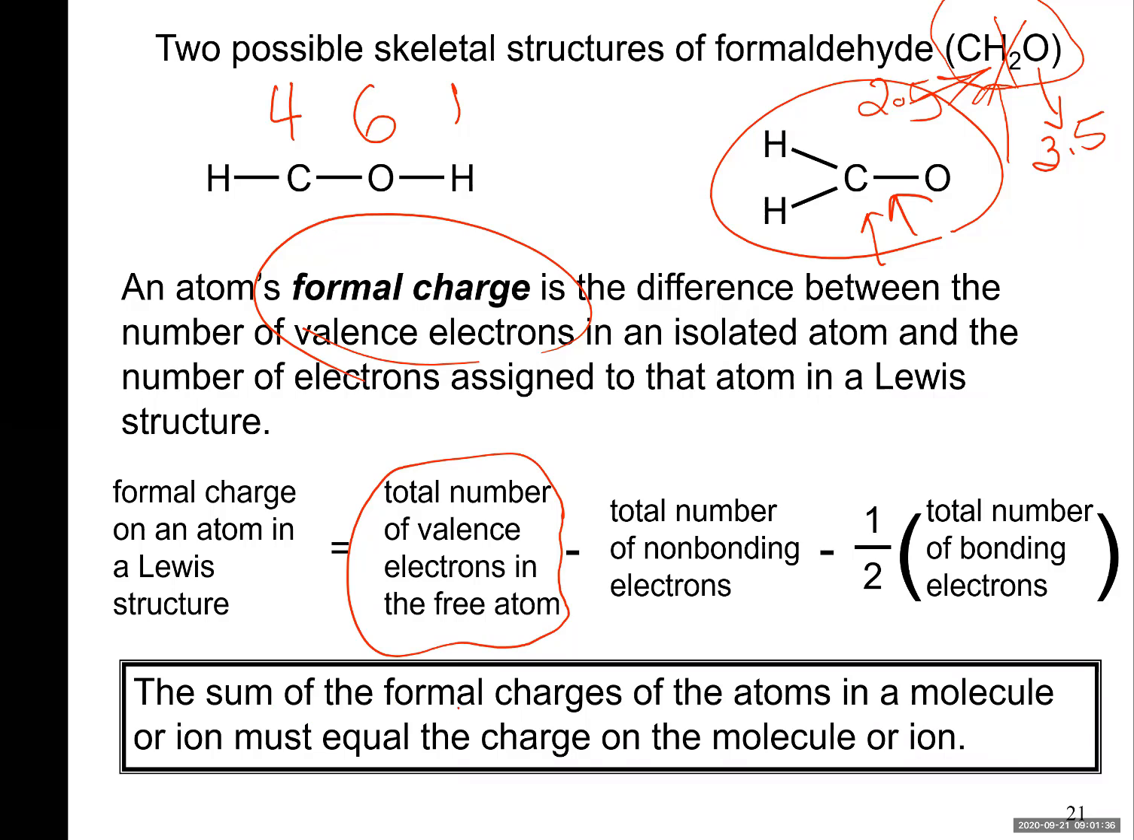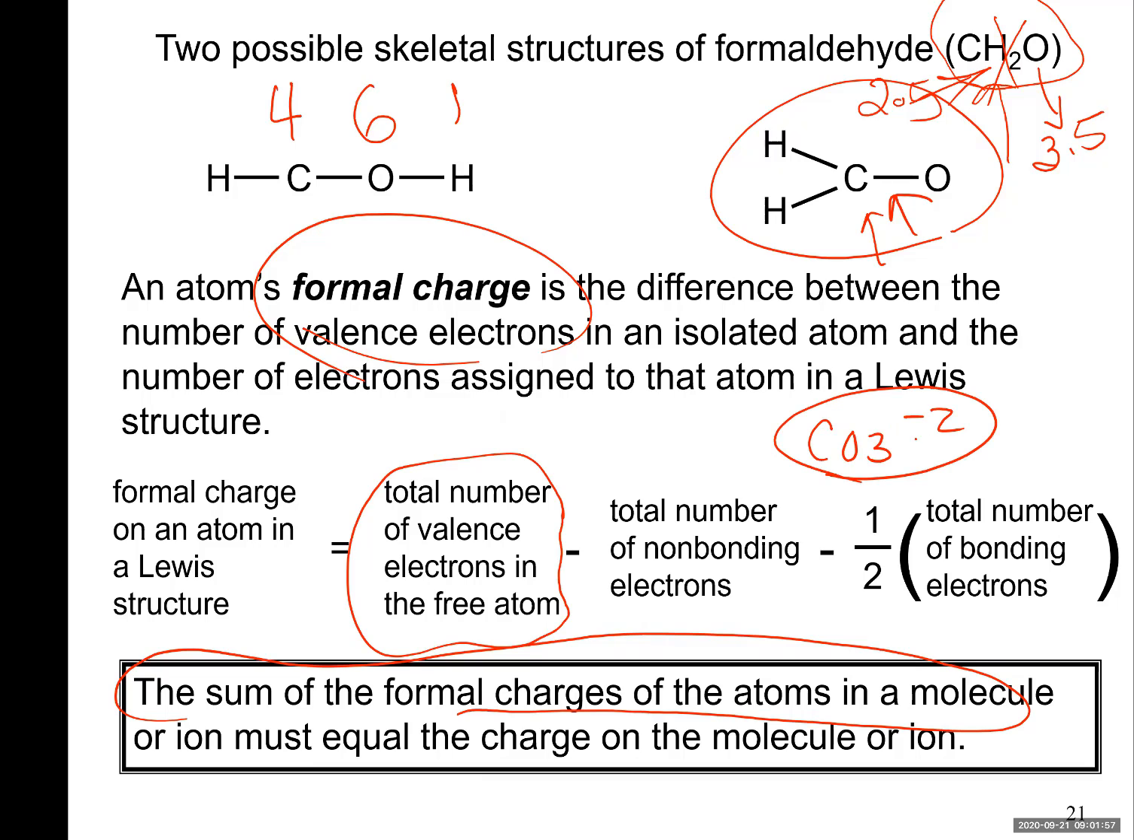So when you calculate formal charges of each atom in a molecule, if you add them together, if there is no charge on the molecule, it must be 0. If there is a charge on the molecule, like we gave you example of CO3 minus 2, when you add all the formal charges, they must add up to the charge of the ion. This is an ion because it has a charge.